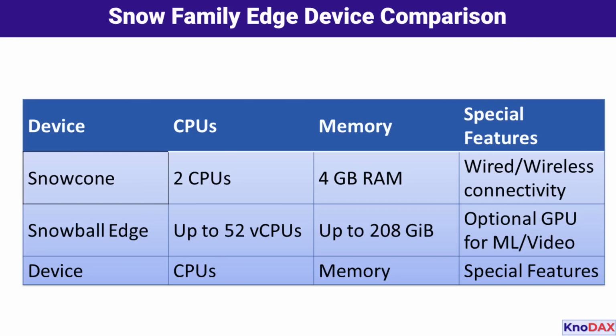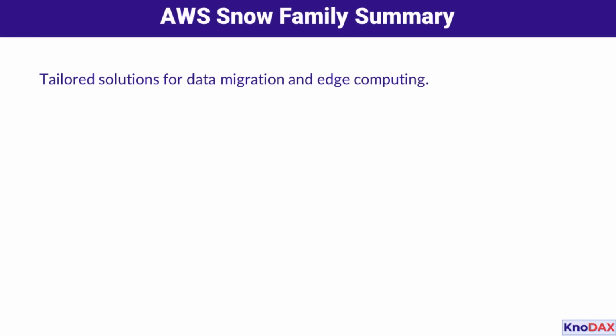Let's break down the edge devices. Snowcone offers basic computing power with 2 CPUs and 4 GB of memory. Snowball Edge Compute Optimized ramps it up with 52 vCPUs and an optional GPU for tasks like video processing and machine learning. In summary, the AWS Snow family provides tailored solutions for data migration and edge computing.